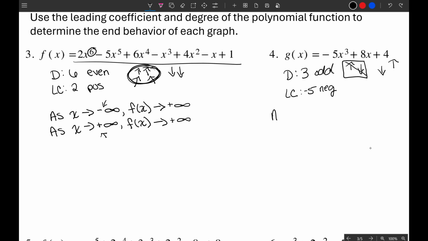Remember, your statement is the same. As x approaches negative infinity, y approaches something. And as x approaches positive infinity, y approaches something. Remember, you can think of it as left and right. On the left side of the graph, y is going more positive. And on the right side, it is going more negative.